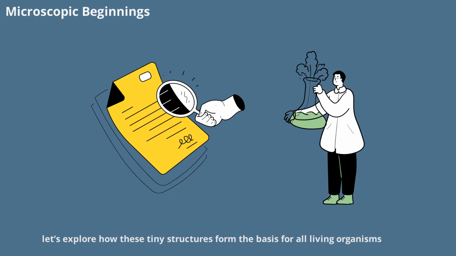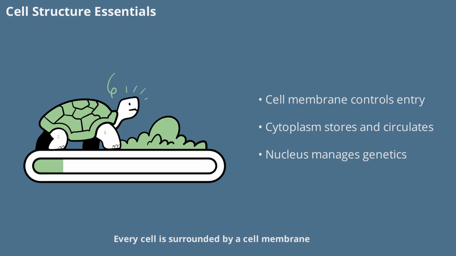As we begin our journey, let's explore how these tiny structures form the basis for all living organisms, connecting us to the earliest discoveries in biology. Every cell is surrounded by a cell membrane, a dynamic barrier made of phospholipids and proteins. This membrane controls what enters and exits, maintaining the cell's internal environment.